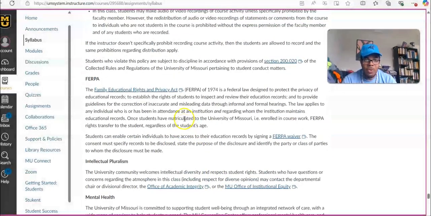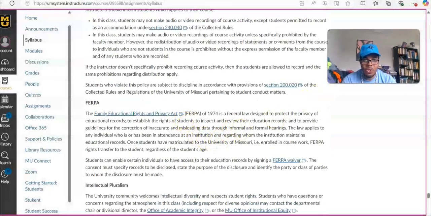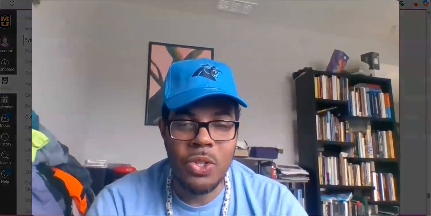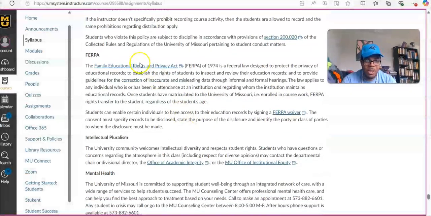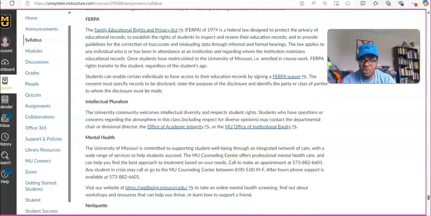FERPA, you have a right to privacy due to FERPA, so I cannot tell people what your grades are and other things without your permission. So that's the basics about FERPA, but there's more that you can read if you want to learn more. But yes, you do have protection of your academic records through FERPA. Intellectual pluralism, academic integrity, institutional equity, all those things. I will treat you with respect and kindness, and I want you to do the same to myself and others.